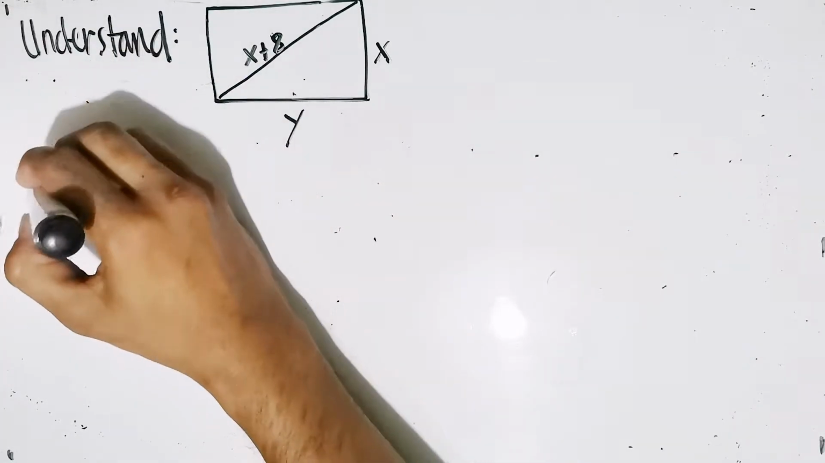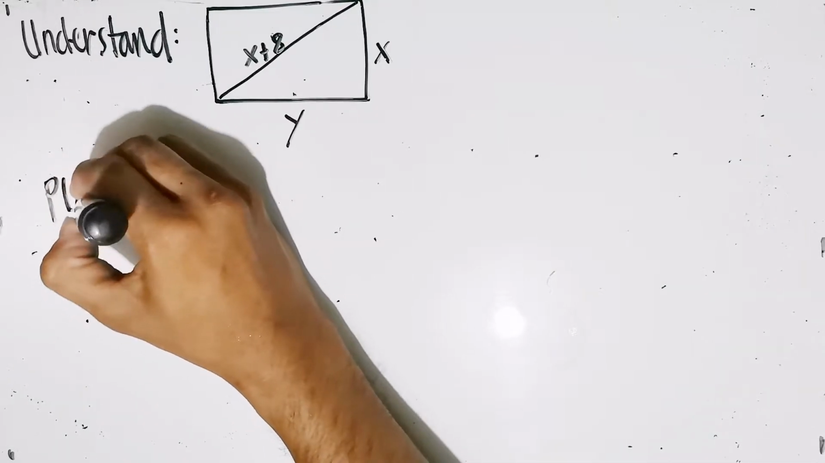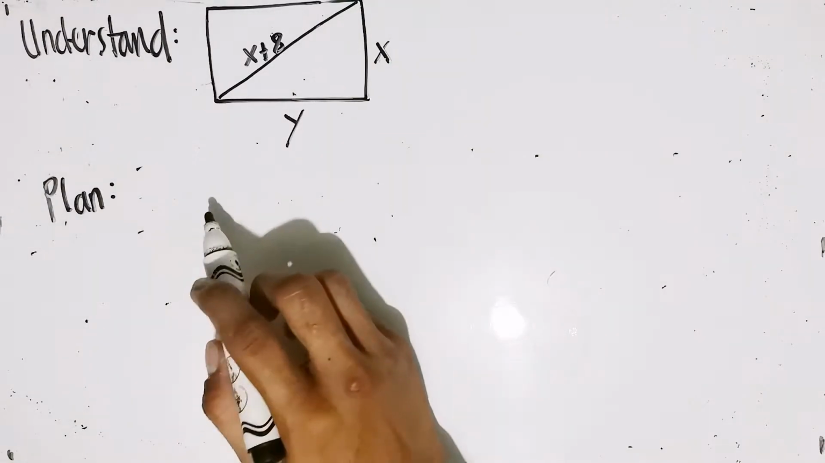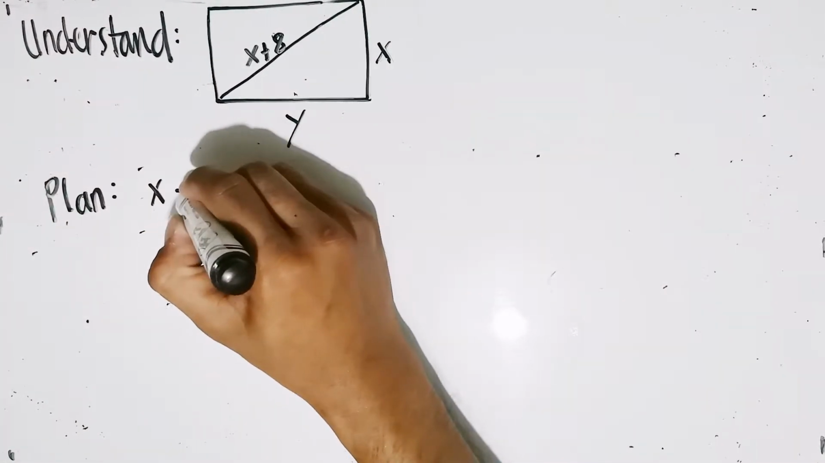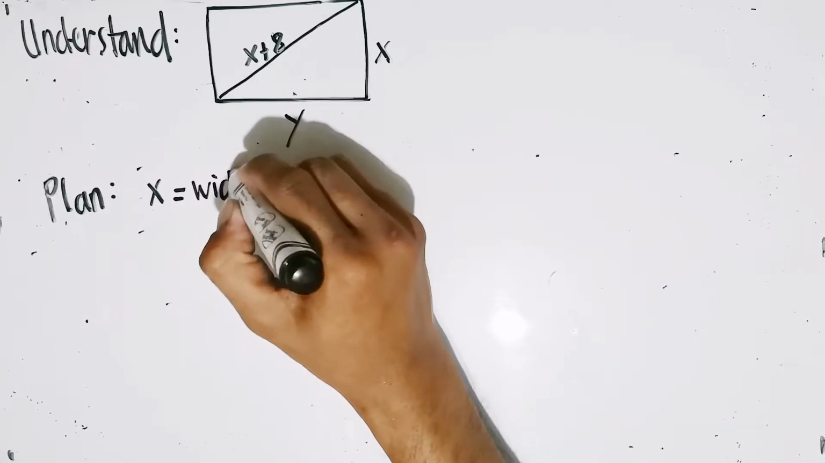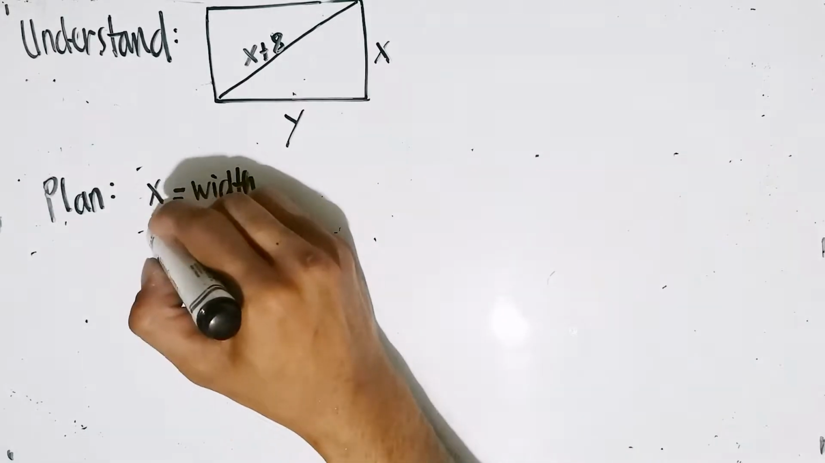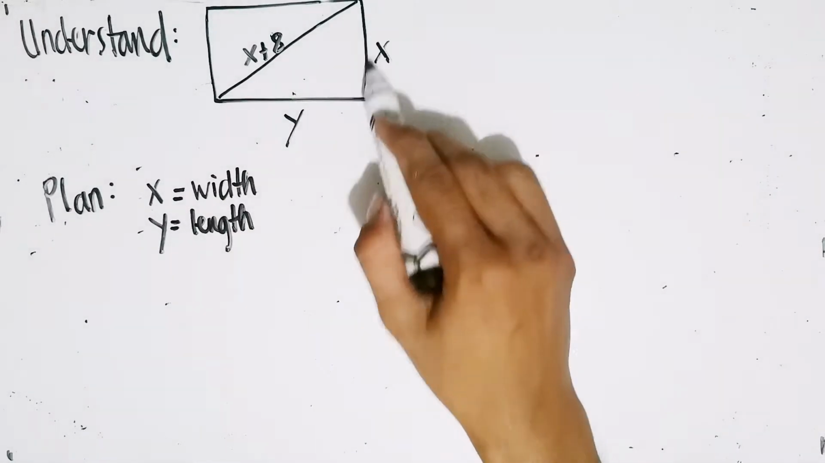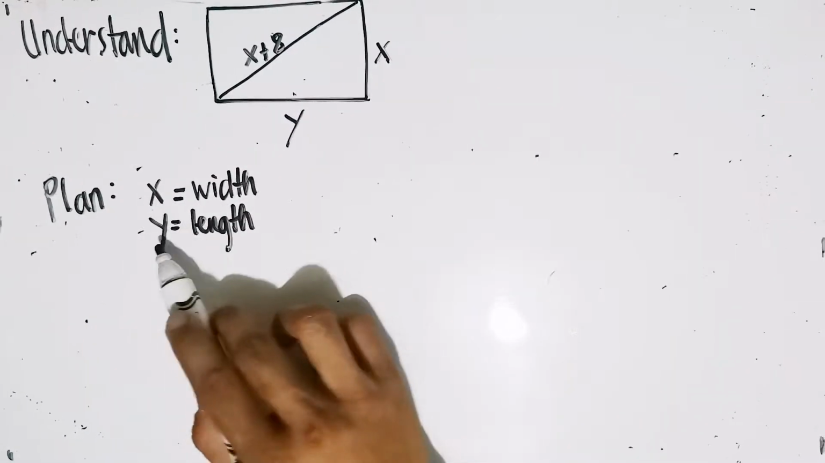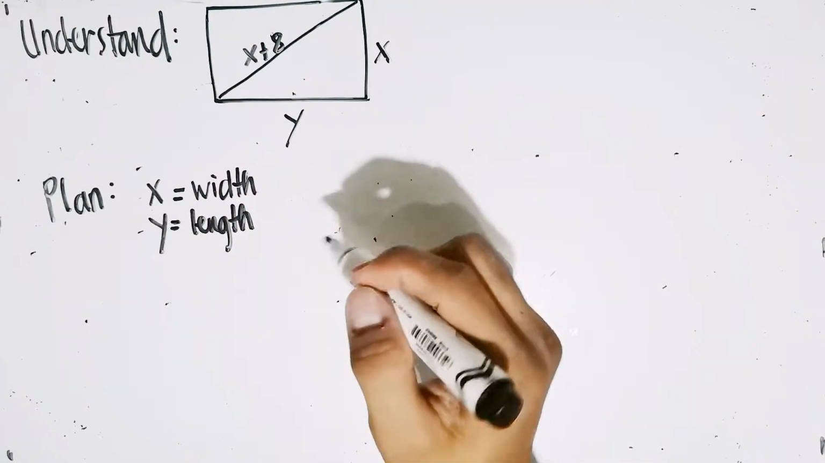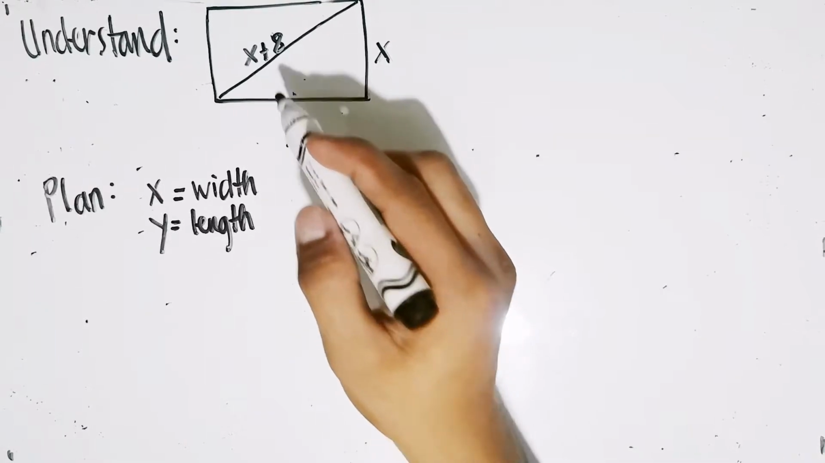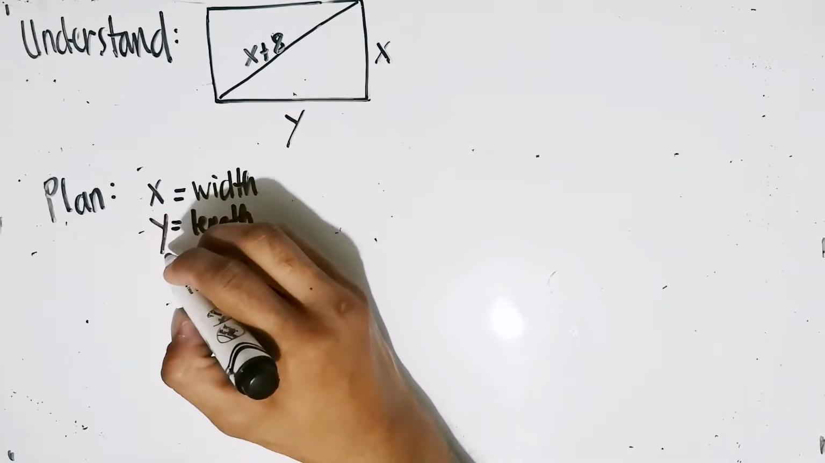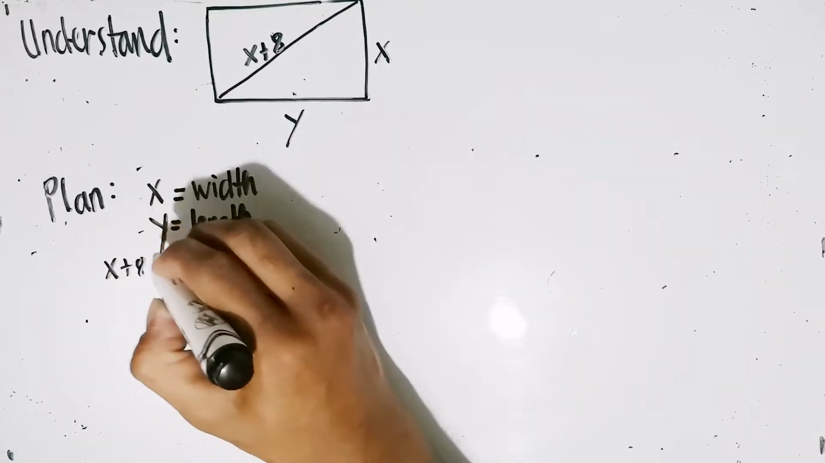Now we have plan. Now, under plan, you will give the given. So we have x as our width and y as our length. So width is the shorter side of the rectangle, while length is the longer side. Next, we have x plus 8. X plus 8 is the diagonal.